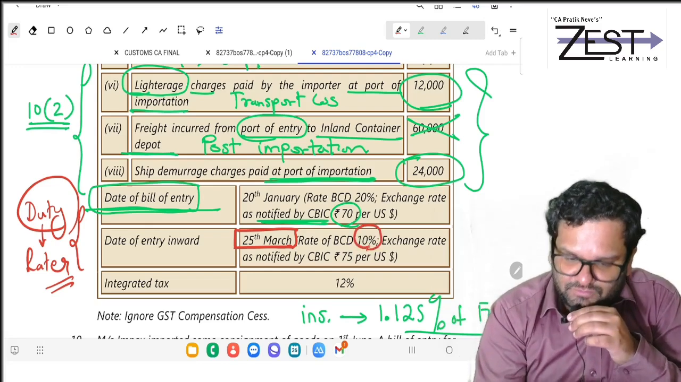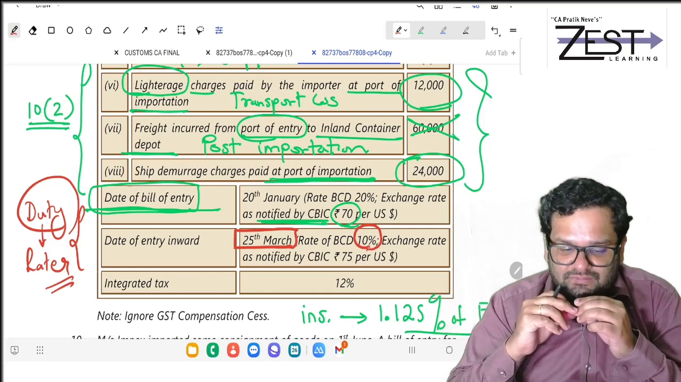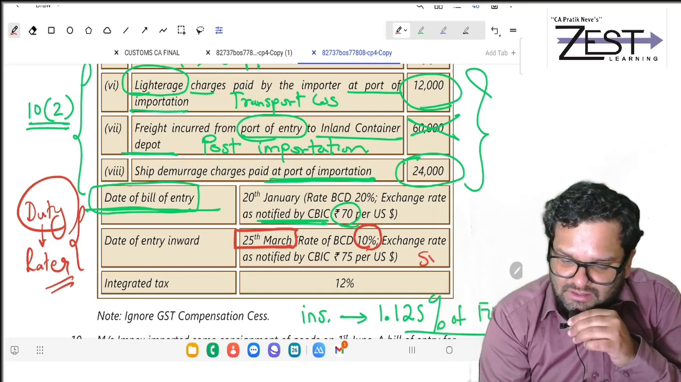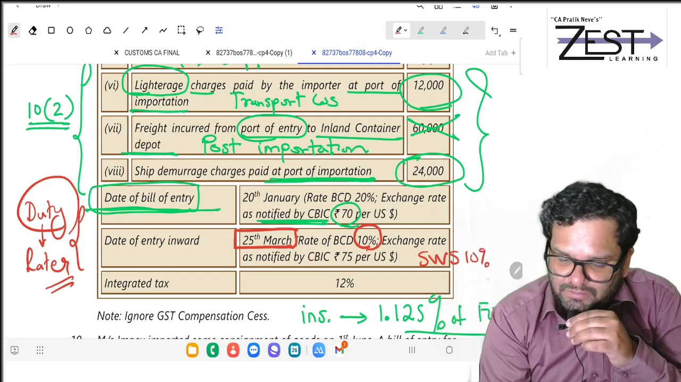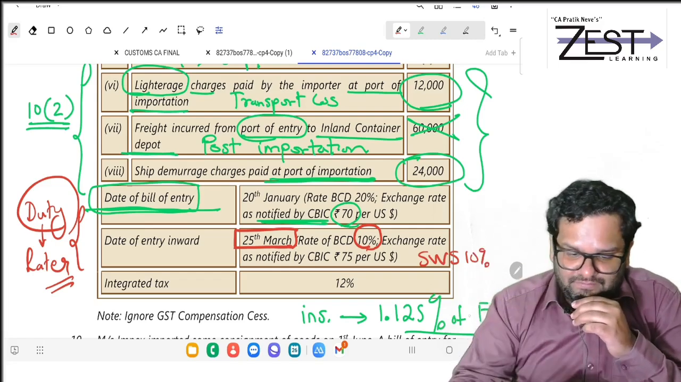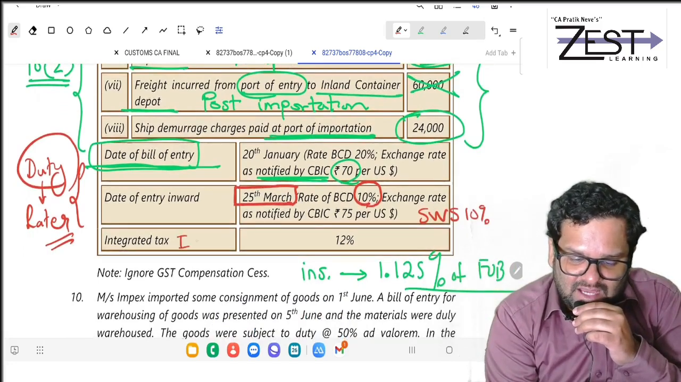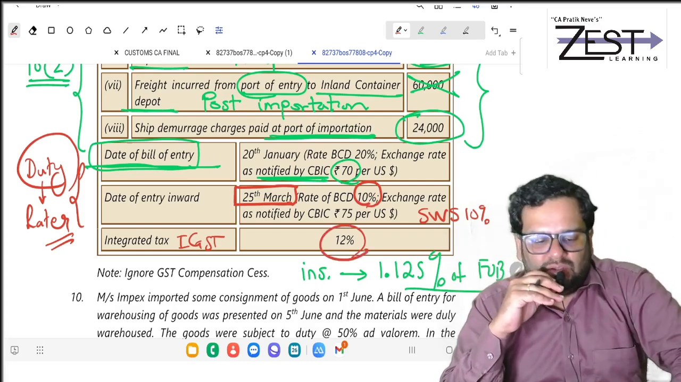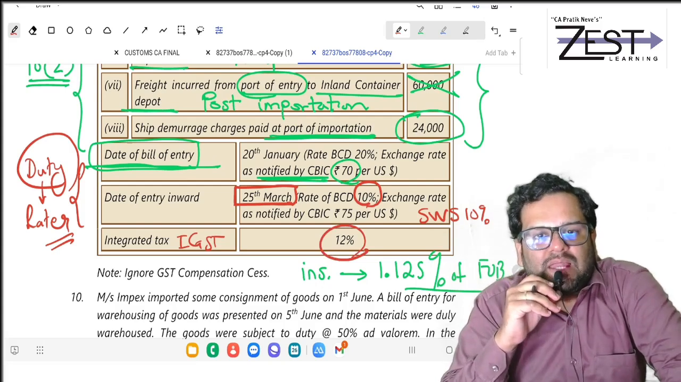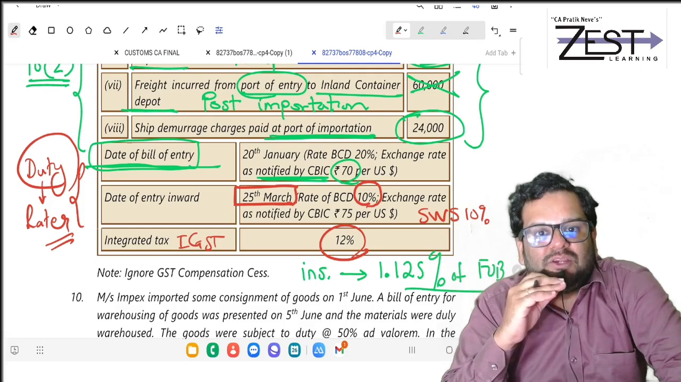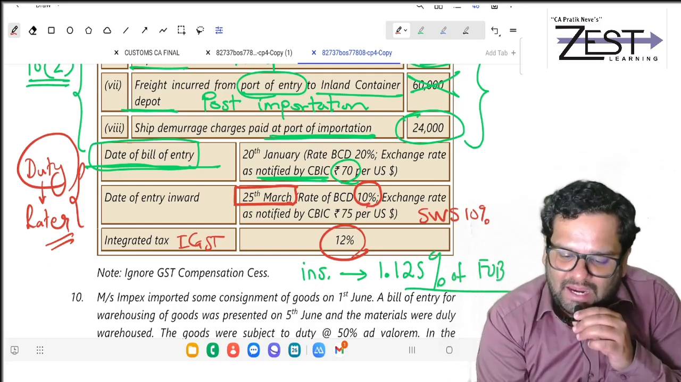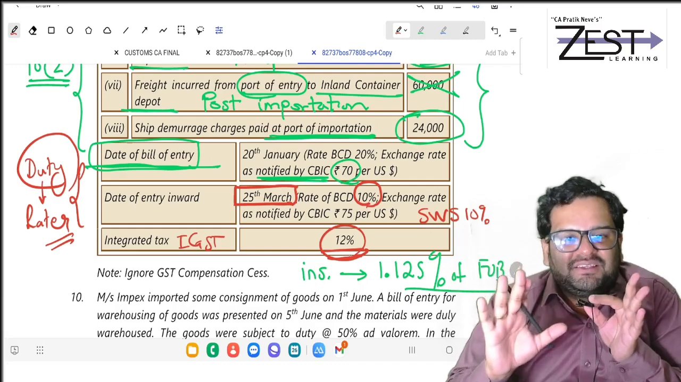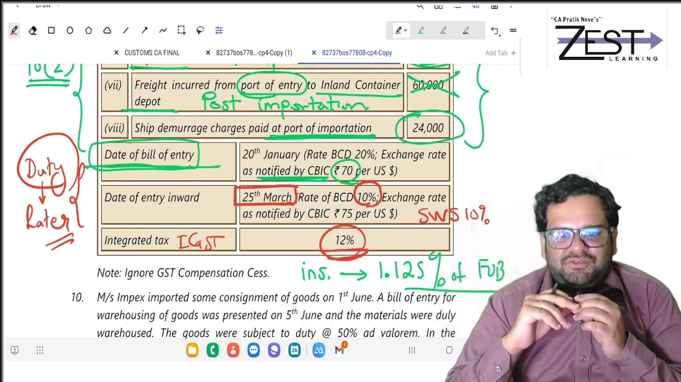I will take it as on 25th March, which is 10%. Clear? And of course, this will be followed by SWS, which always is at 10% of BCD. And integrated tax, that is IGST, is at 12%. So once you get assessable value, you will add basic custom duty, then you will add SWS, you will get assessable value for IGST, then you will add IGST, then you will get what? Final cost of imported goods.